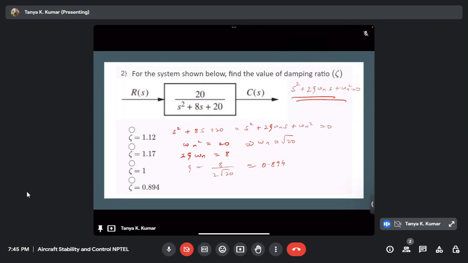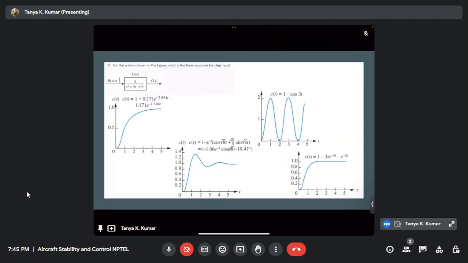For the system shown in the figure, what is the time response for step input? Okay, it has a lag. Look at this equation, look at the denominator. One simple way is to find out eta, like you did in the previous case. For any such equation where the graph is given, find out eta and try comparing it.